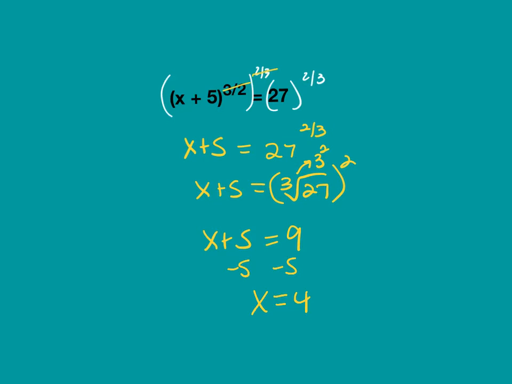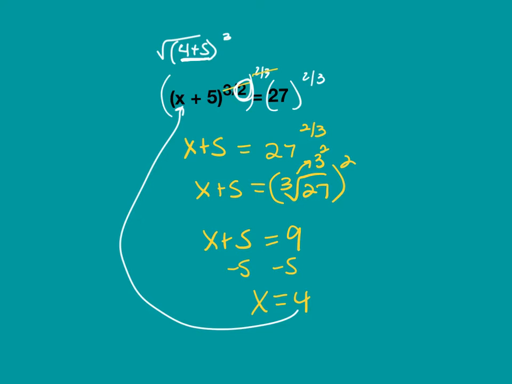Because my original question has a square root in it, so the bottom number remembers the index, I have to check this answer to see that I wouldn't be trying to square root a negative number. So I plug the 4 back in, and I'd get 4 plus 5. I would square root that and then raise it to the 3rd power. All I need to know is, is this negative? 9's not negative, so I know this is okay. And my answer would be x equals 4.